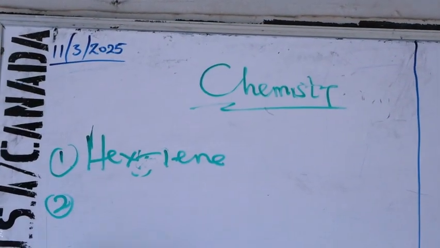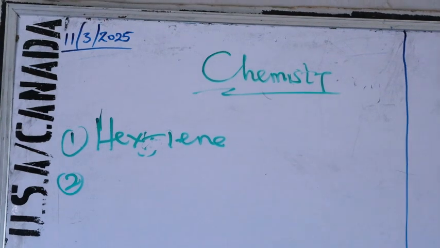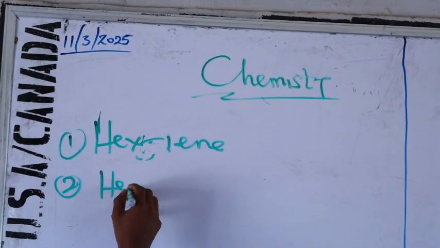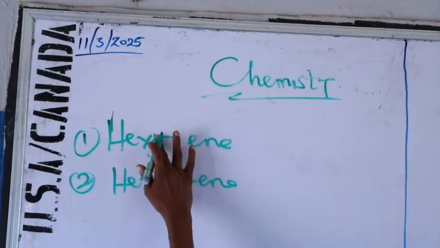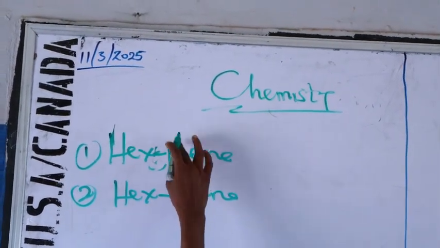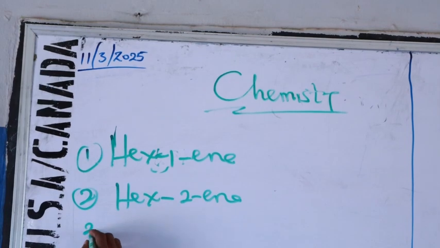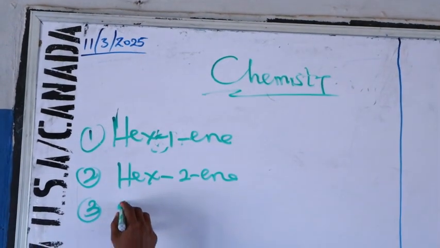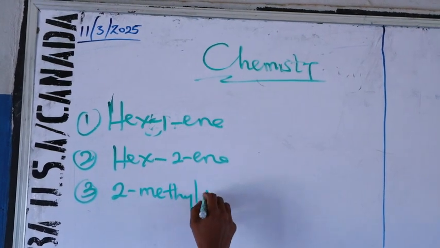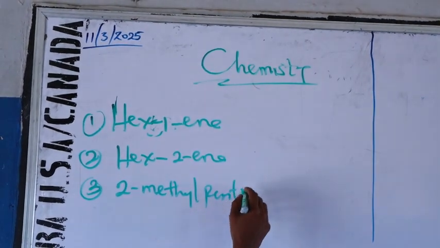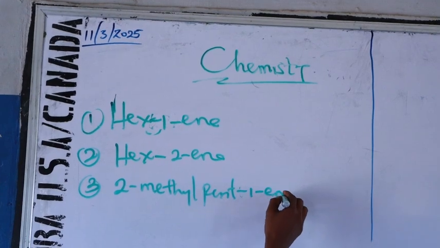Let's go. 2-ene, 2-ene, 3-ene... 2-methylpent-1-ene.